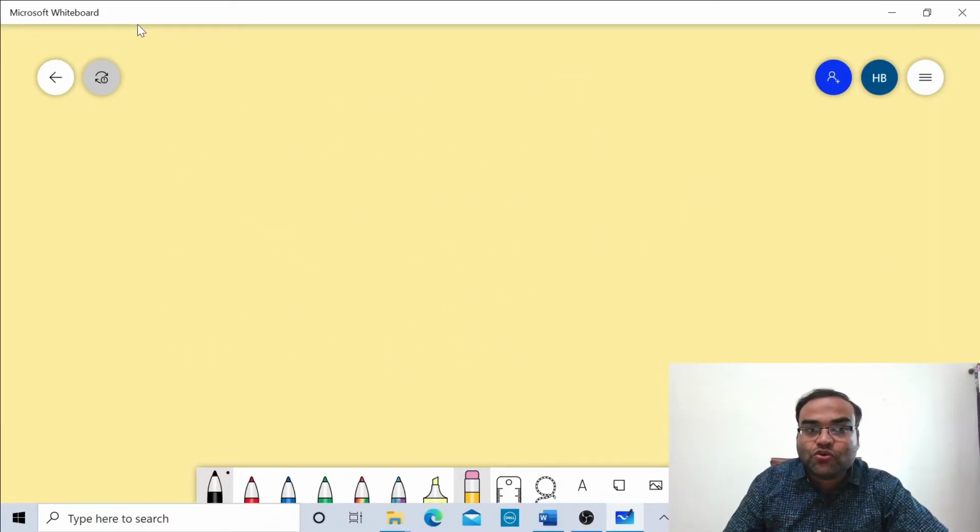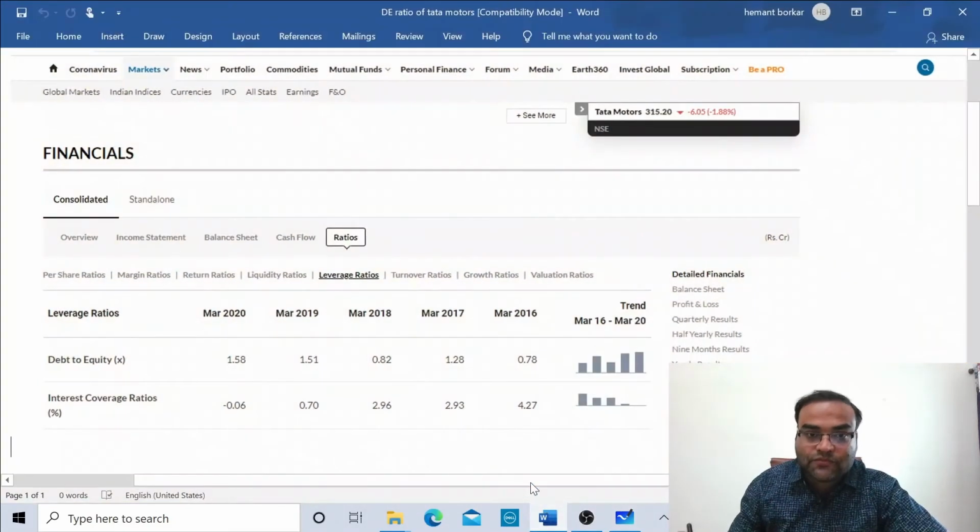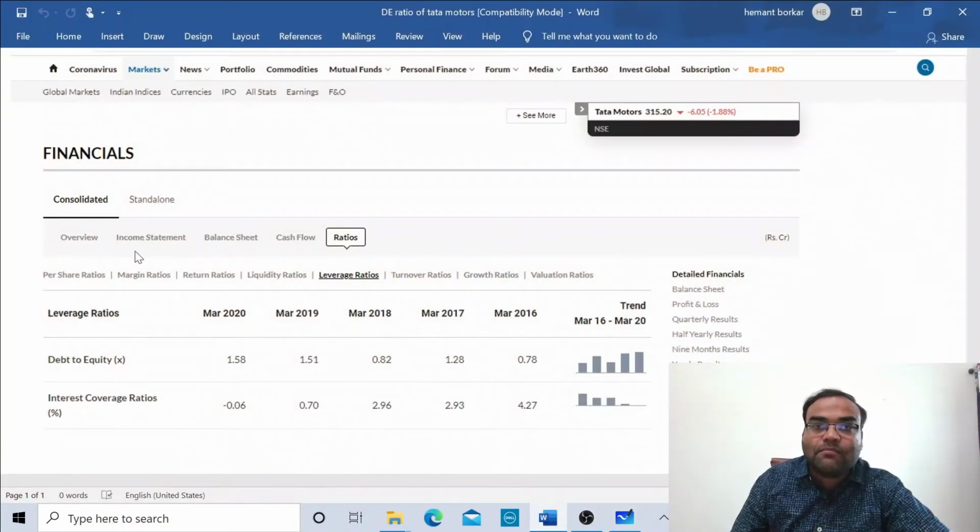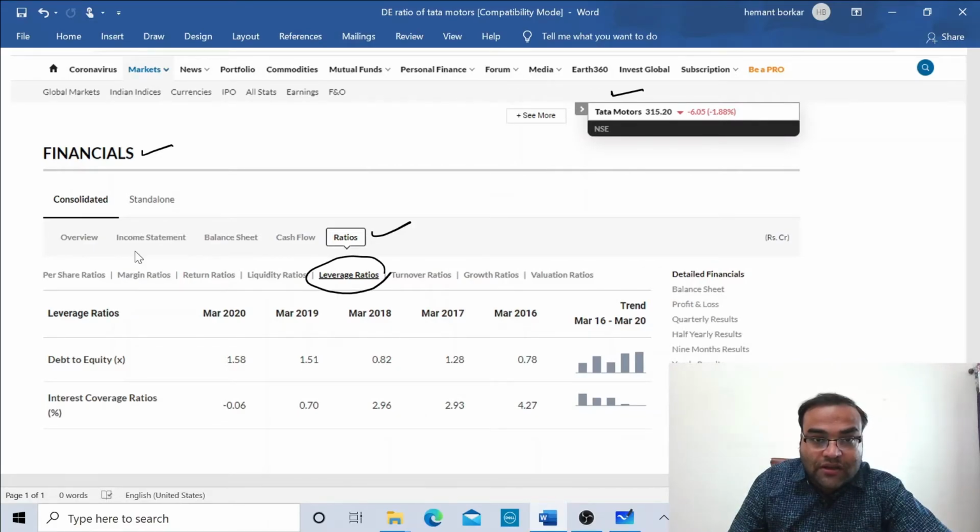Here I am showing you the D by E ratio of Tata Motors. I have taken this data from moneycontrol.com. You can also go to moneycontrol.com and search for Tata Motors, and you can find this data. You have to go to the financial section of the company, and within that to the ratio section. There you have to go to the leverage ratio section, and there you can find the debt to equity ratio as shown here.